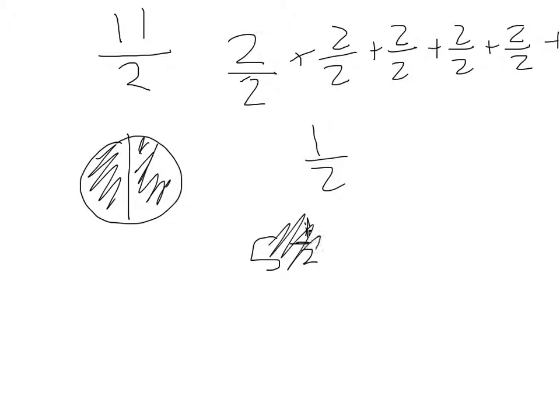Okay, let's try that again. The stylus doesn't work that well. 5 and a half. Okay, so that's one way to think about the mixed number. Drawings can really help you as well.